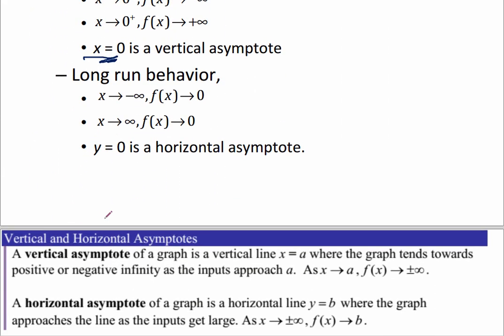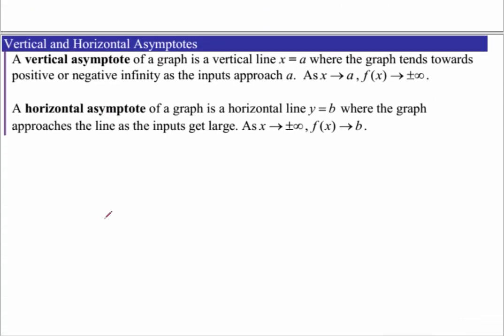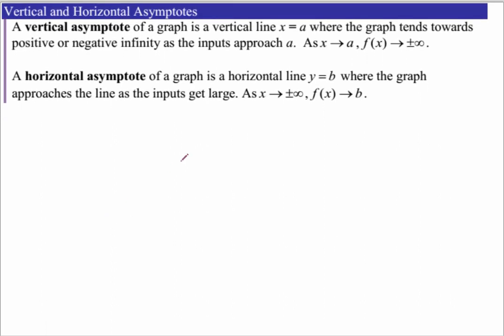Okay, what the heck are asymptotes anyway? We should probably take a moment and define those a little better. So vertical and horizontal asymptotes. A vertical asymptote of a graph is a vertical line x equals a, where the graph tends towards positive or negative infinity as the inputs approach a. So in our case that we just did a minute ago, notice x was approaching 0 from both the positive and the negative side. And in both cases, f of x blew off either to positive infinity or negative infinity. So if that's the behavior of the function around that point a, where x equals a, then you have a vertical asymptote.